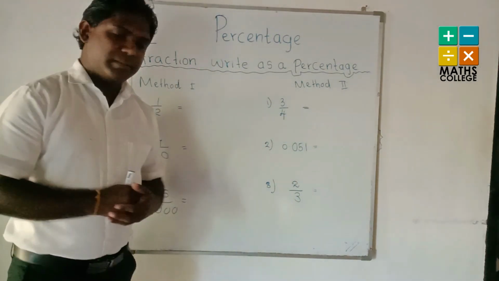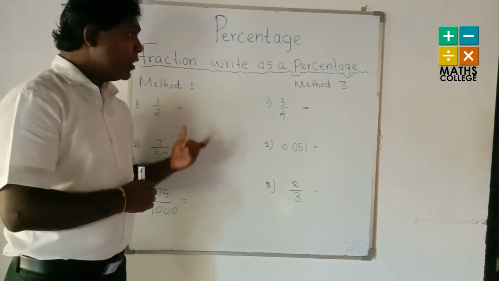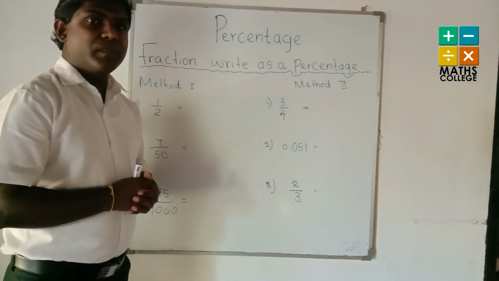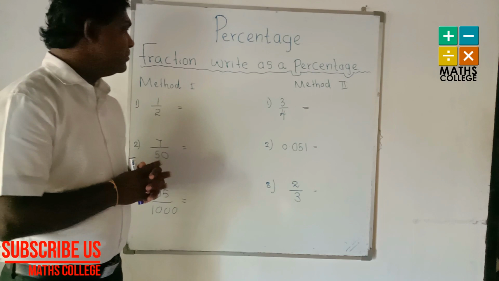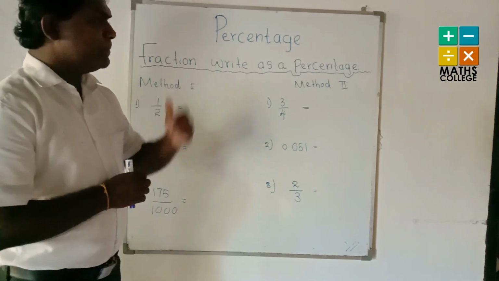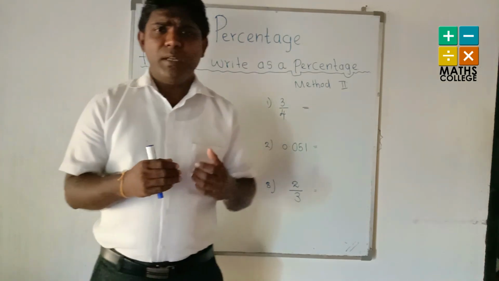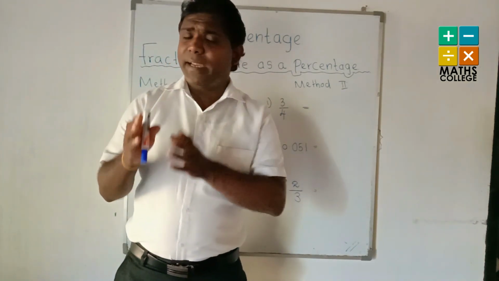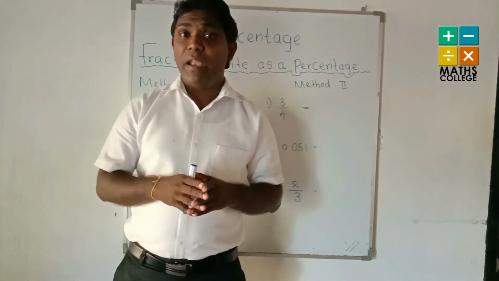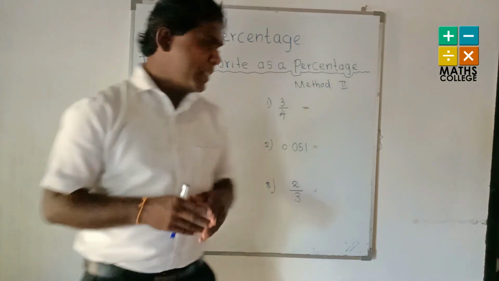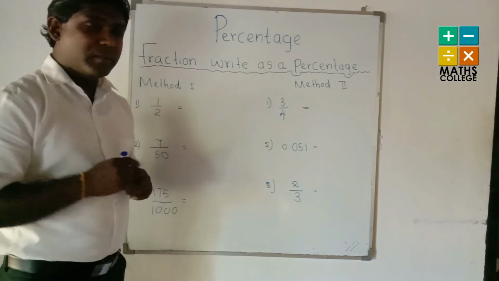You have two methods, method 1 and method 2. Both methods you learned from your previous grade. Fractions written as a percentage. Method 1. We know the fraction we can write as a percentage when the denominator is 100. But here 2, how to write as a 100?